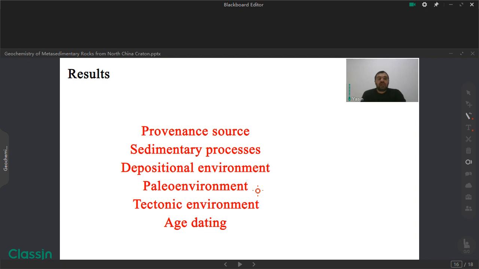Paleo environment, that is, the ancient environment: what the conditions were, what the climate was, what the ocean situation and its composition were when this rock was deposited. Then tectonic environment, whether it was active continental craton or passive margin tectonic setting. Then age dating can also be done by identifying fossils, but through chemical analysis we cannot use fossils, so we use isotopic age dating. By some heavy minerals we identify age dating to identify the provenance.